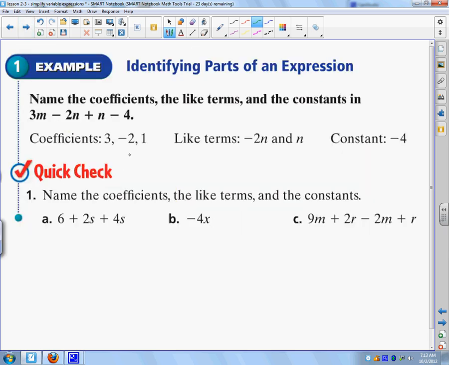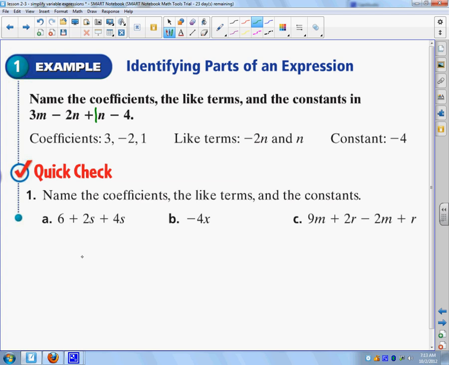Okay, so identifying parts of an expression. Name the coefficients, the like terms, and the constants in this expression. So the coefficients are 3, -2, and 1. Notice that 1 is here because it is in front of the n. There's always assumed to be a 1 if it's just a plain letter. Like terms are -2n and n, and the constant is 4. So try that for these 3. Push pause, and then we'll go over.